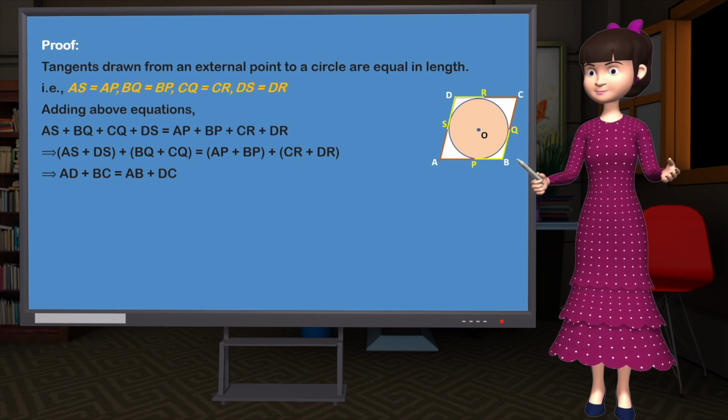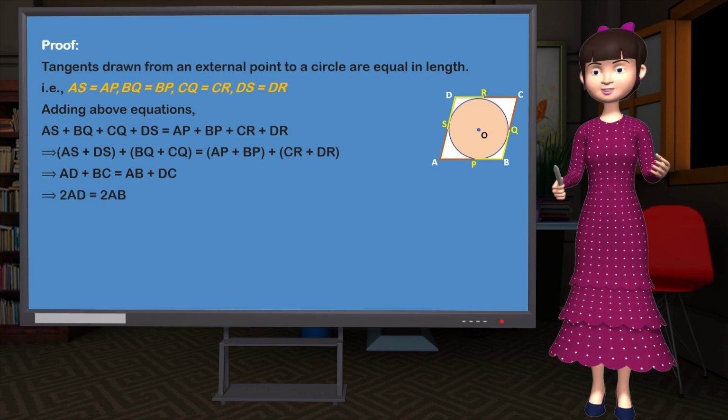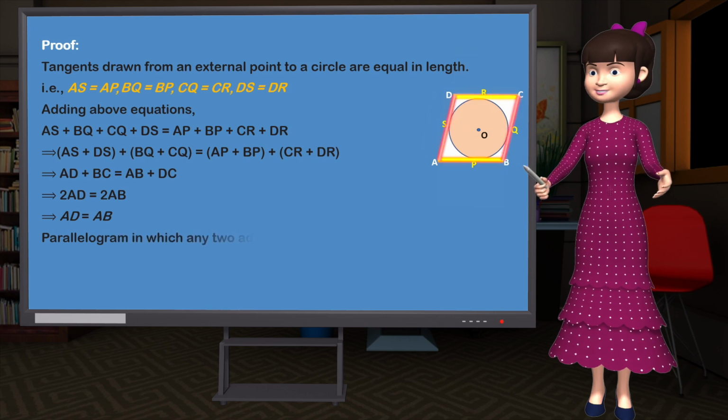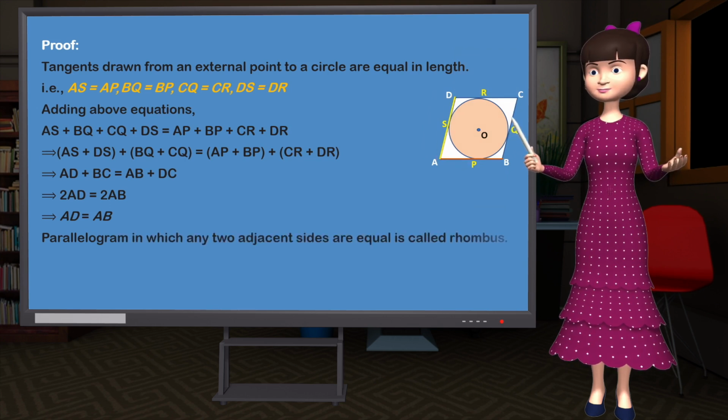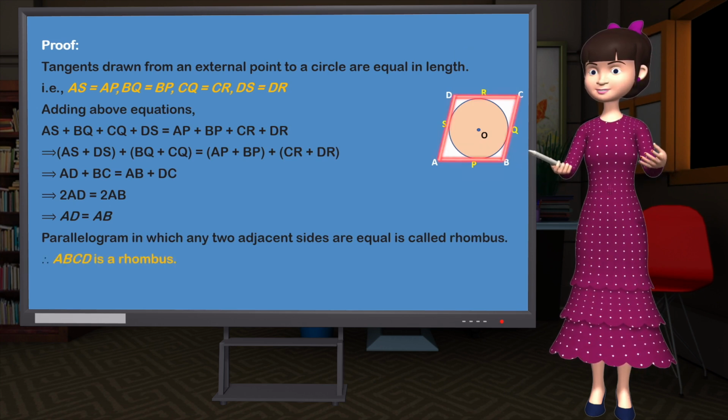Since AD is equal to BC and AB is equal to CD, 2AD is equal to 2AB, which implies AD is equal to AB. A parallelogram in which any two adjacent sides are equal is called a rhombus. Therefore, ABCD is a rhombus.